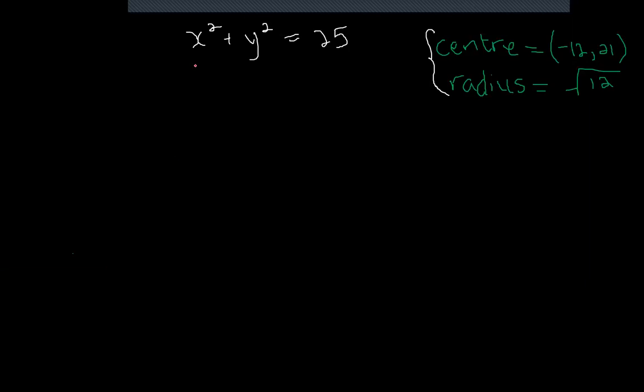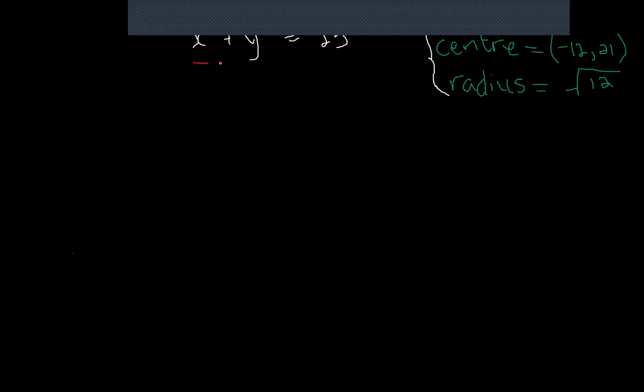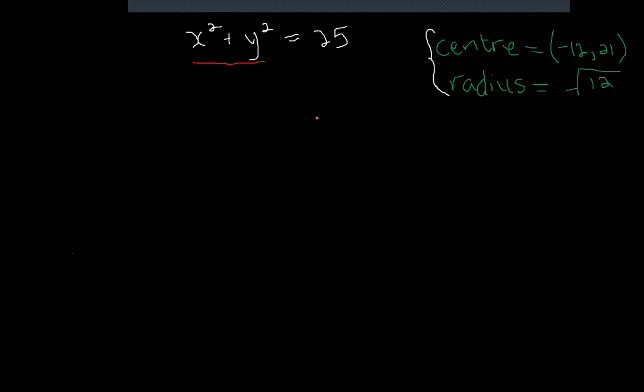So when you see the equation in this form, you just see x squared plus y squared. You're wondering where h gone, where k gone. You don't know what's happening. When you see it like this.